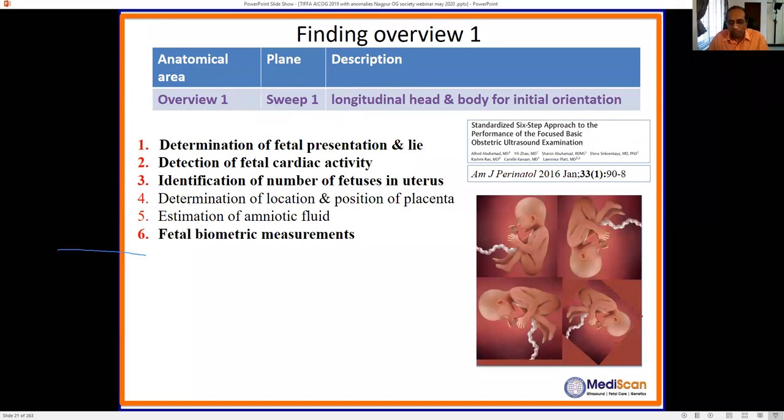The lady is lying down on the table. So we need to use our probe to quickly go through from pubic symphysis all the way to the fundus and make a quick round of the fetus. We are not going to provide any diagnosis, but we are going to do determination of fetal presentation and lie. We want to detect cardiac activity, identification of the number of fetuses in the uterus, determination of location and position of the placenta, estimation of amniotic fluid, and also fetal biometric measurement. And the 7th one, of course, is the reporting, which we will talk about.